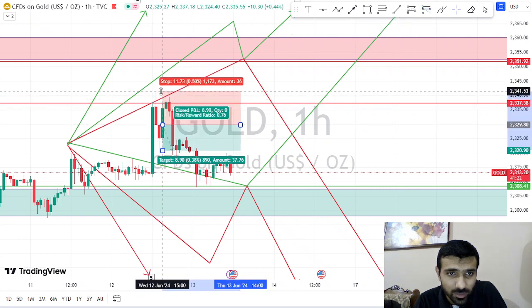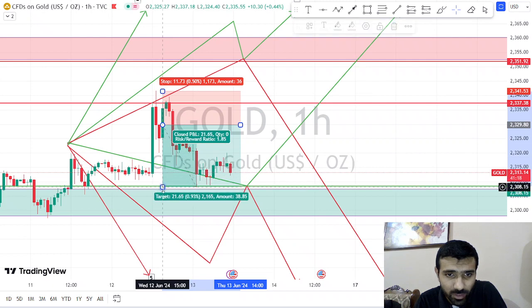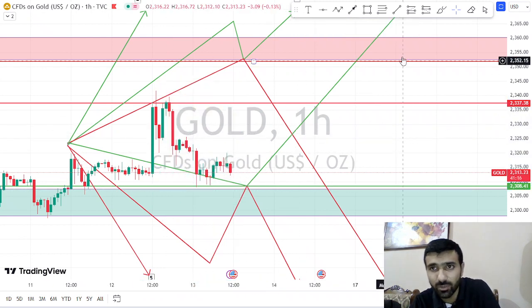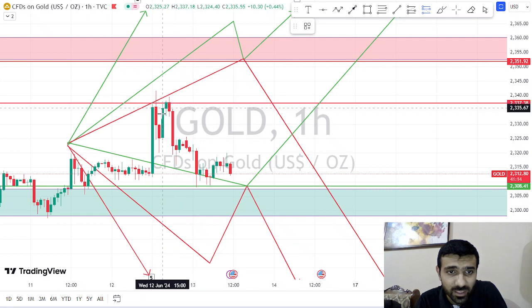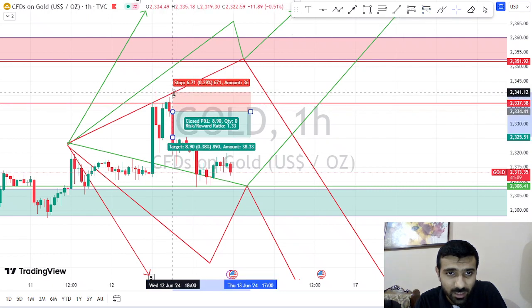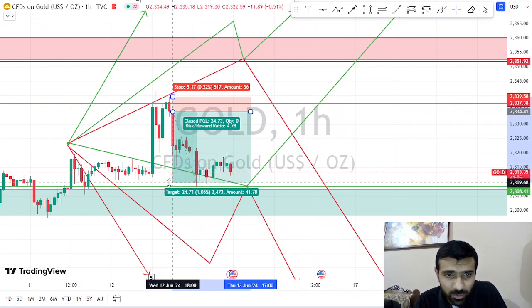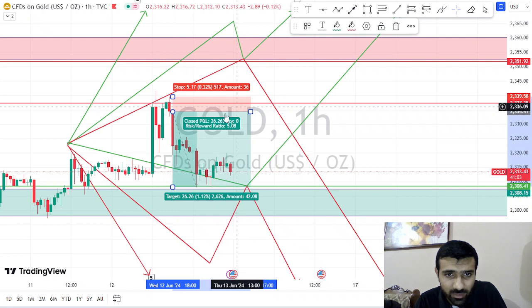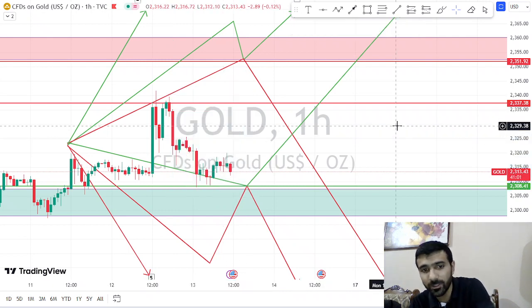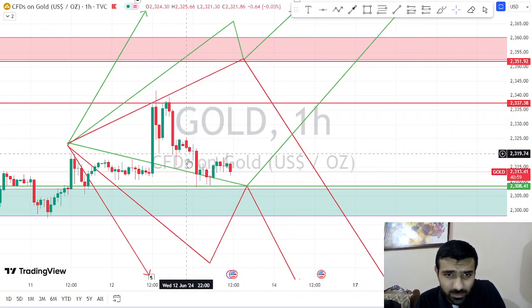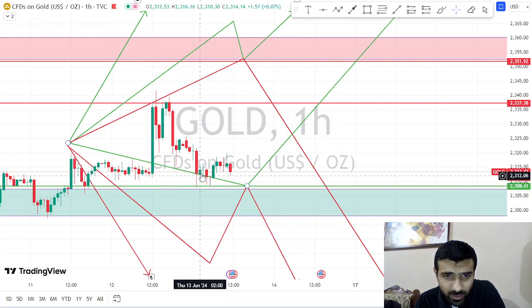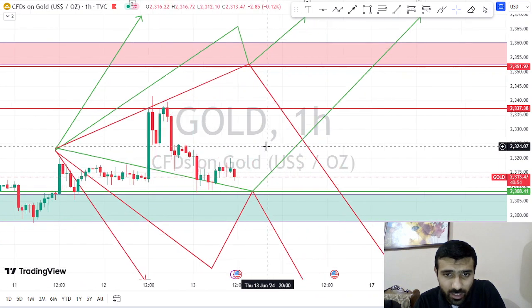Our stop loss will be just above this previous candle, and our take profit will be approximately over here, giving us a 1.8% profit. And then market gave us another selling opportunity after testing our short-term support. So we would have taken a selling position over here. Our stop loss will be just above this previous candle and our take profit will be approximately over here, giving us a 5.08% profit.